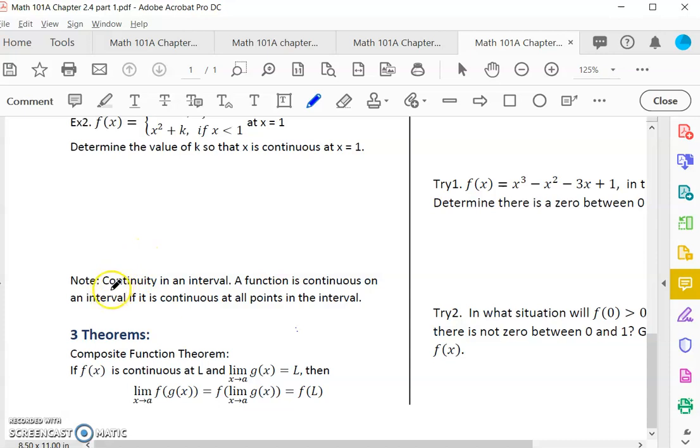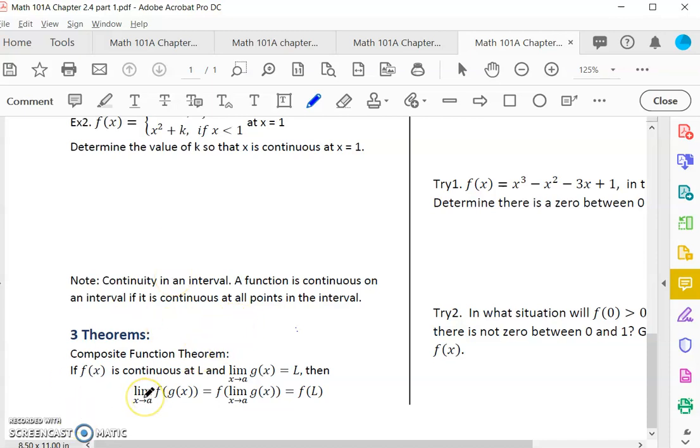And here we can also talk about continuity in an interval. So a function is continuous in an interval if it is continuous at all the points. And in the book, we actually show that sine and cosine functions are continuous at all points. You can kind of see by common sense that the sine and cosine wave go on and on forever, like a periodic function, right? So there are no breaks whatsoever. So it is a continuous function on all of its domain.